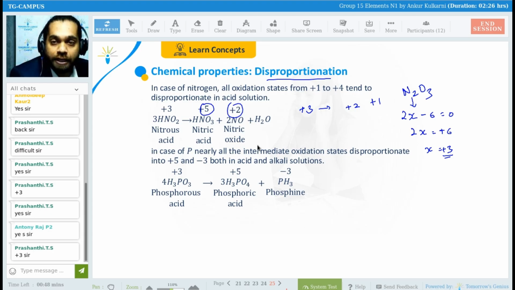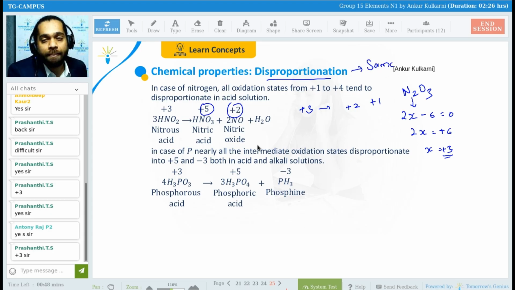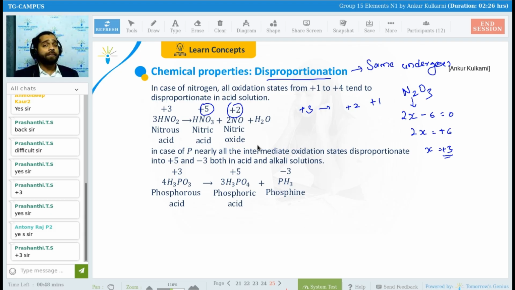Is it clear, everyone? Disproportionation reaction means what? Write it down. Same element or atom undergoes oxidation as well as reduction. Is it clear? Come on, give me yes, everyone. Is it clear?